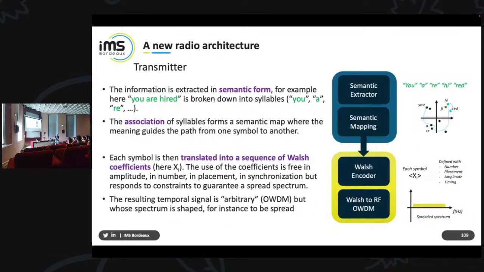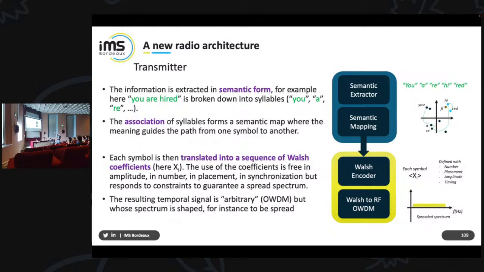So it's how we are going to implement that using our radio circuits, the one I've presented for 5G and 6G. I'll go quickly over it, but for instance, a language can be decomposed into symbols. This is what Emilio was saying. For instance, "you are hired" is: you, are, I, hired. We have some syllables. This is our human language. We can spread it like that.